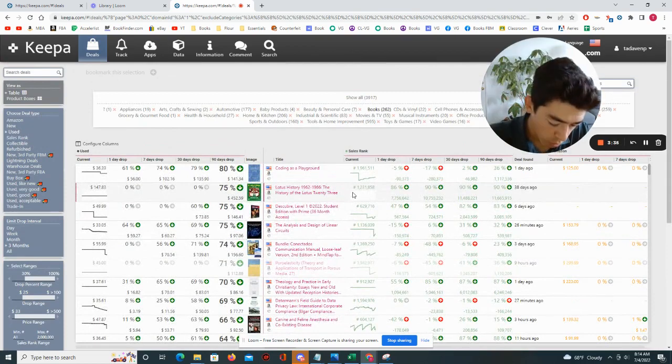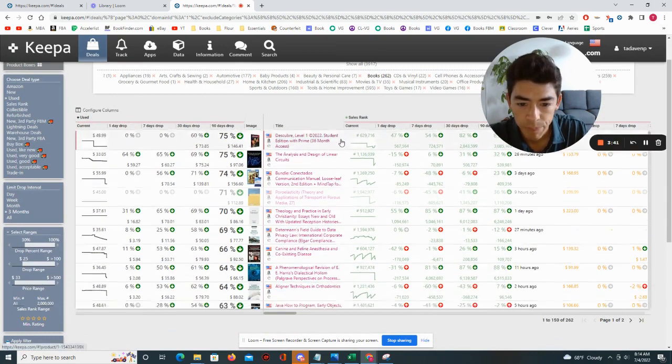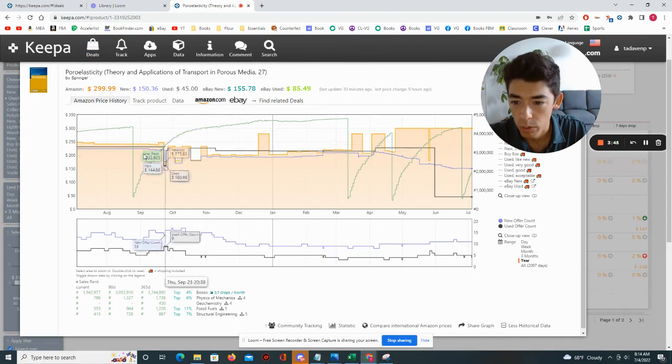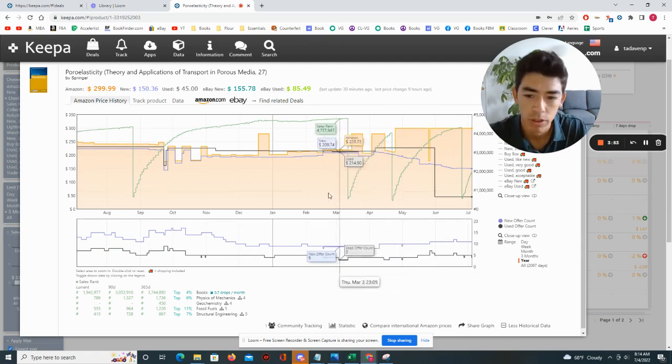Okay, so we're going to look through a list of about 10 or 11 different books here just to show you how you can make money doing this. Okay, so the first book we're going to look at is this Poor Elasticity. So something that you notice by looking at this is in the last year, it hasn't really sold a lot, but it has sold 3 times. And each time it's sold for well over, or for around $200.